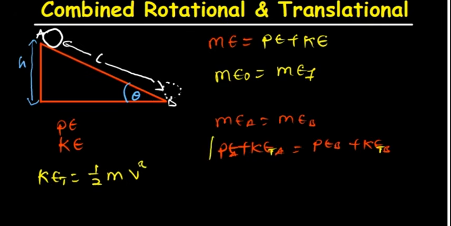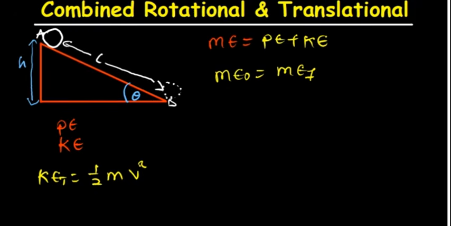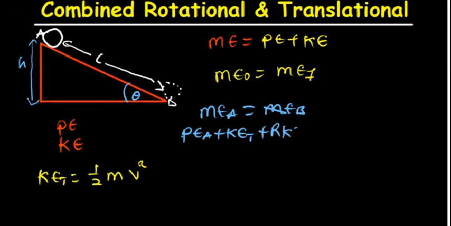Now, when we talk about the combination of rotational and translational motion, the object is not only moving but it is also rotating. Therefore, when an object is rotating, we expect to have rotational kinetic energy. Meaning that the mechanical energy at point A has to be equal to the mechanical energy at point B. Now if it is rotating while moving, we expect to have the potential energy at point A plus the kinetic energy, which is translational since it is moving, plus the rotational kinetic energy at point A.